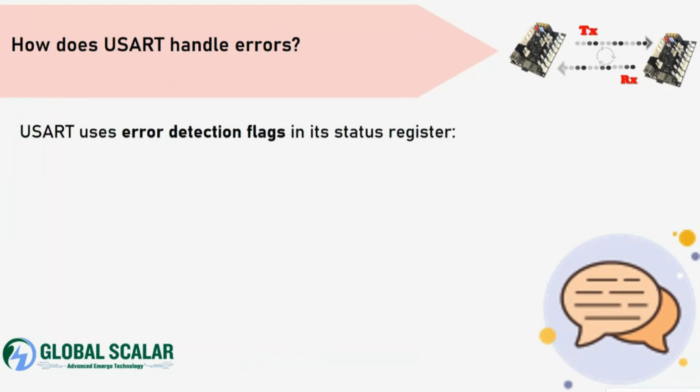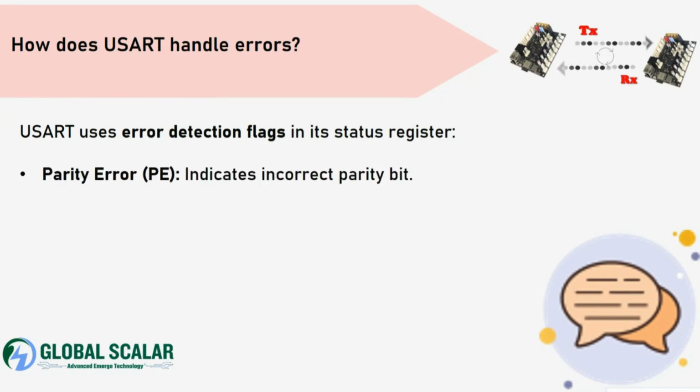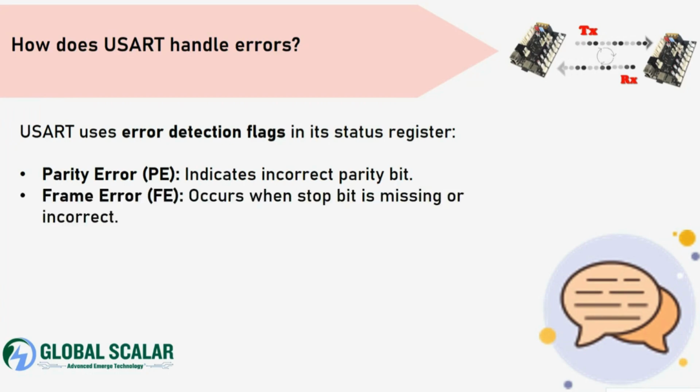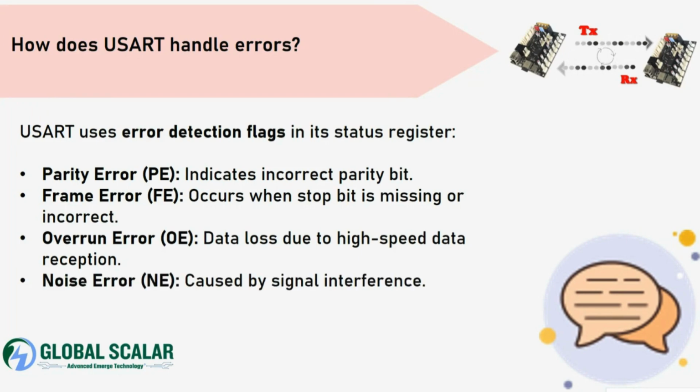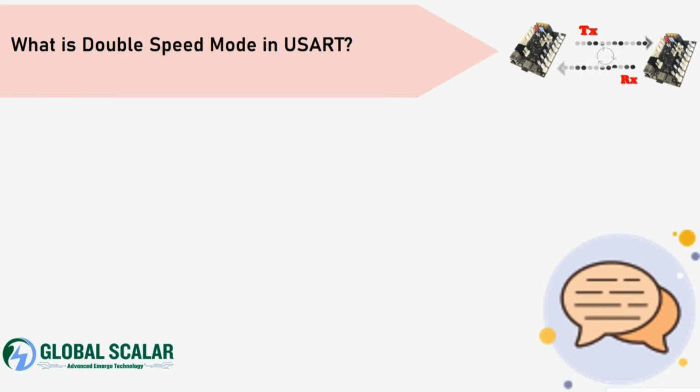How does USART handle errors? USART uses error detection flags in its status register. Parity error indicates an incorrect parity bit. Frame error occurs when the stop bit is missing or incorrect. Overrun error, data loss due to high-speed data reception. Noise error, caused by signal interference.